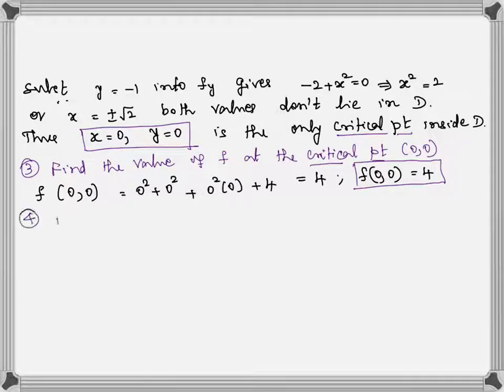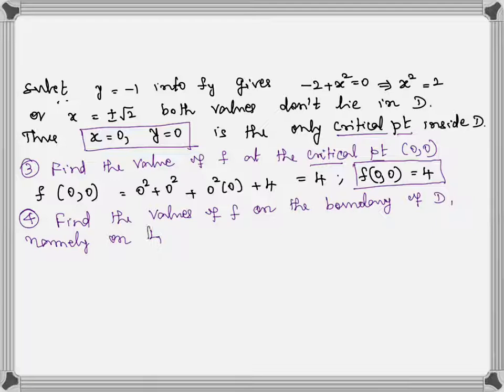What is happening on the boundaries? Find the values of f on the boundaries of the domain D, namely on the four sides L1, L2, L3, L4. So we'll do one at a time.